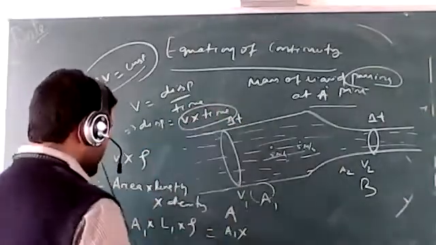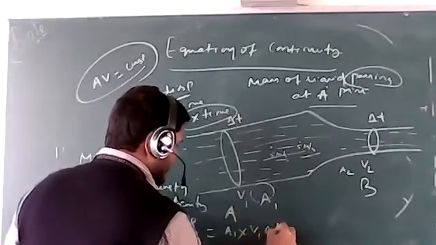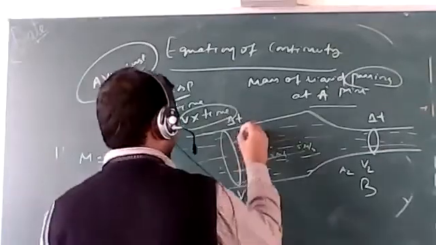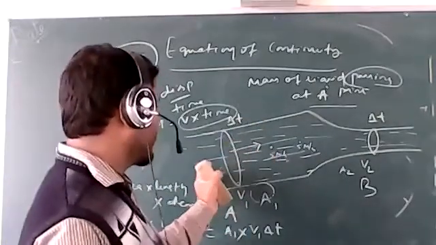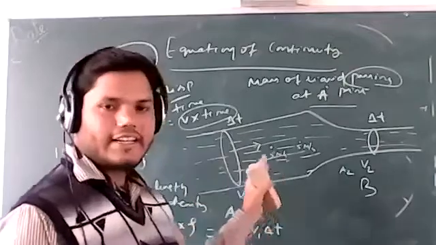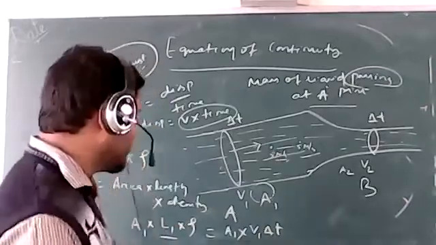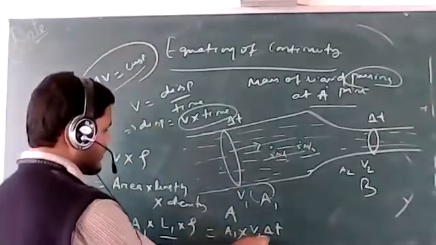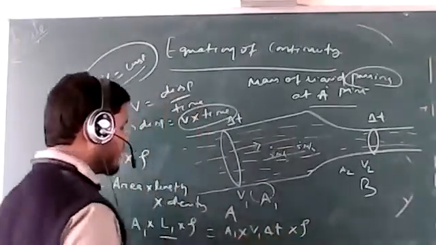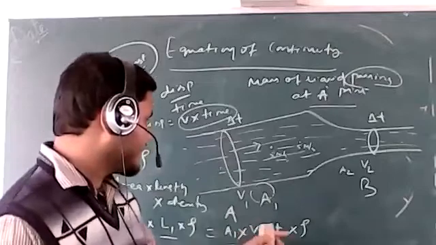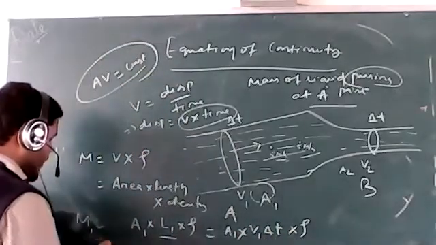So in place of length, we can write v1 into delta t. Delta t means whatever time is taken for the liquid to pass, that is called delta t. So A1 v1 delta t into rho is the mass of the liquid at that point.